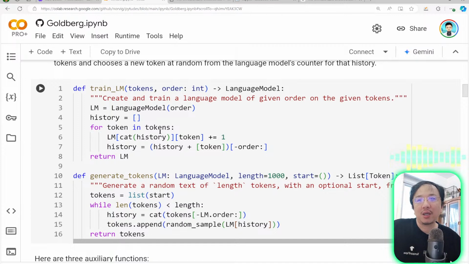For each token in the tokens, so first we will have tokens. The history we collect, the token means the character. So for each character, we update our history. The history keeps, in the 5-gram model, the last 4 characters. So using this simple update, we can keep the last 4 characters.